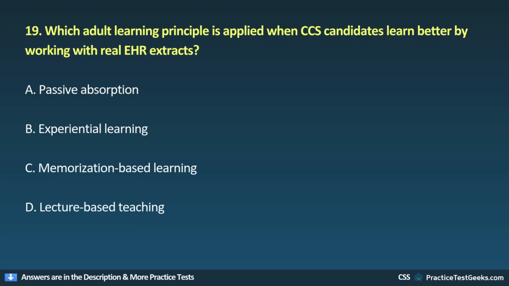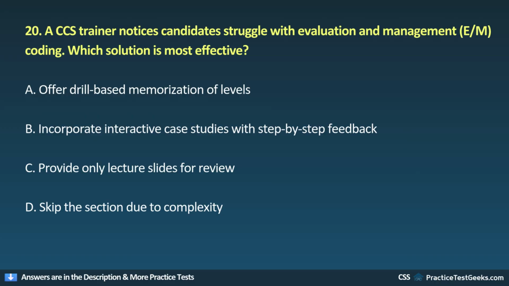A. Passive absorption. B. Experiential learning. C. Memorization-based learning. D. Lecture-based teaching. 20. A CCS trainer notices candidates struggle with evaluation and management (EM) coding. Which solution is most effective?